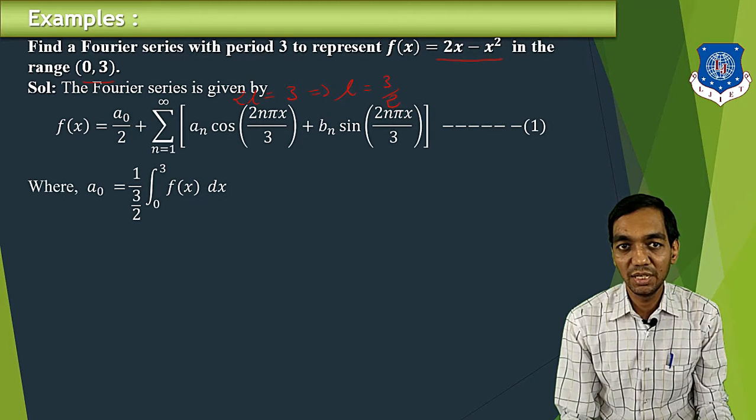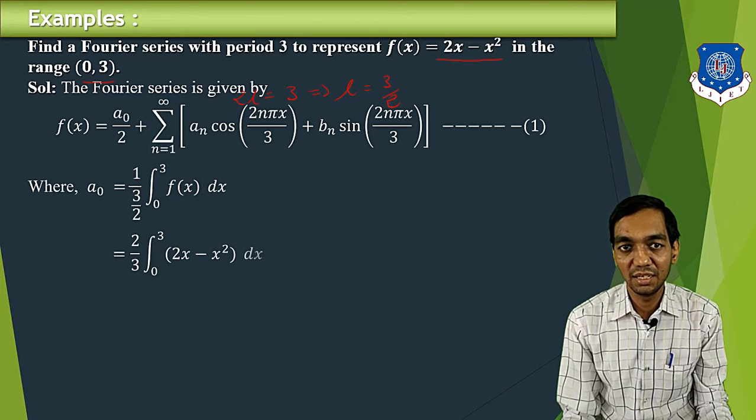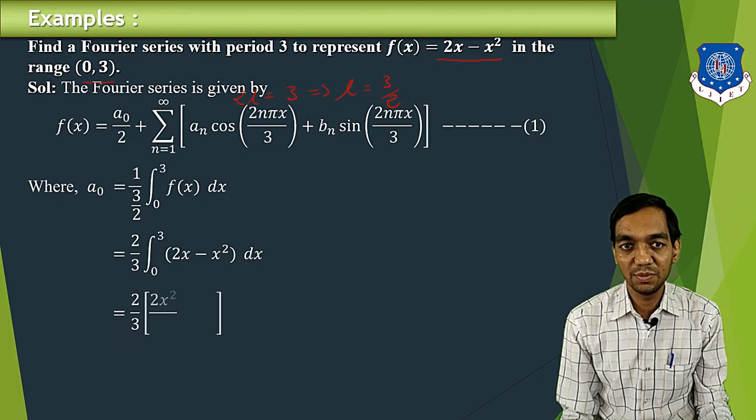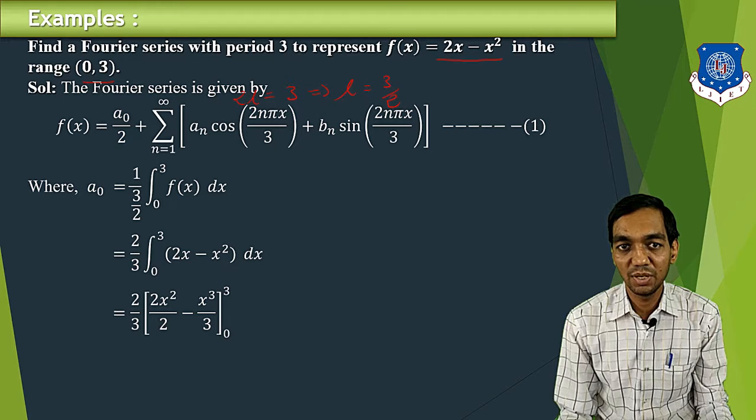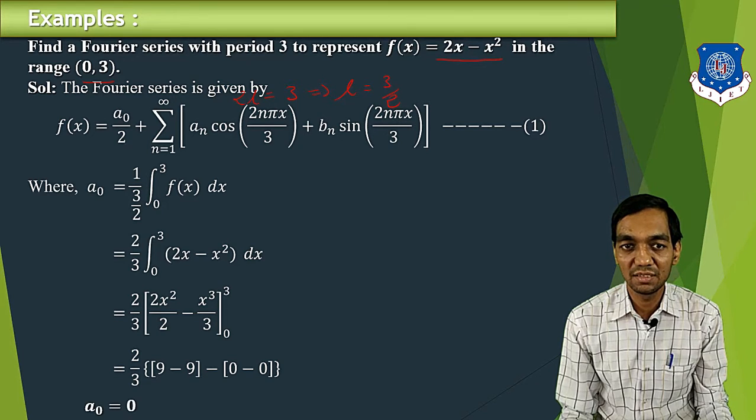Now, a0 is nothing but 1/l, so 1/(3/2) times the integration from 0 to 3 of f(x) dx. That will be 2/3 times the integration from 0 to 3 of (2x − x²) dx. Now integrate this function: the integration of 2x is x², the integration of x² is x³/3, and substitute the upper and lower limit. That will give 2/3 into (9 − 9) − (0 − 0), and that will give you the answer 0. So a0 has a value 0.